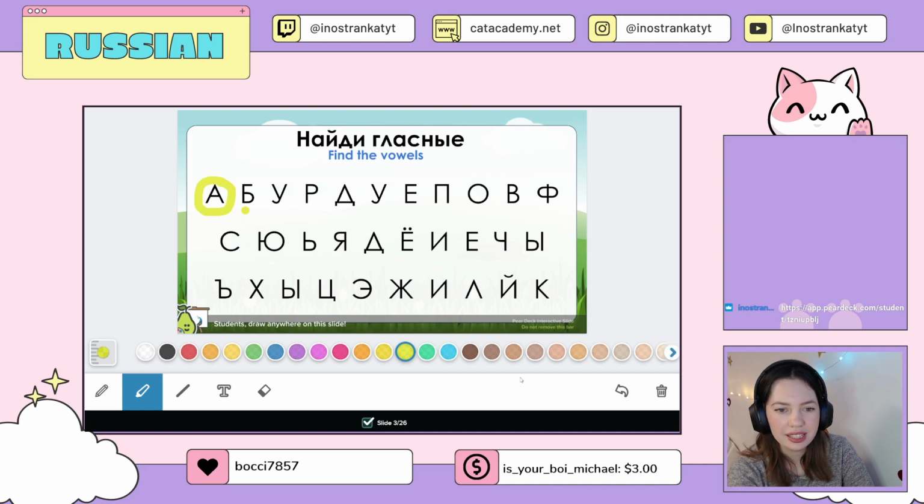Is it a consonant or is it a vowel? What sound does it make? Who remembers? I will help you. It is b, b, b. So it is a consonant, so we don't need it. Next one. U, u, u. Of course, it is a vowel. So we circle it, we find it.